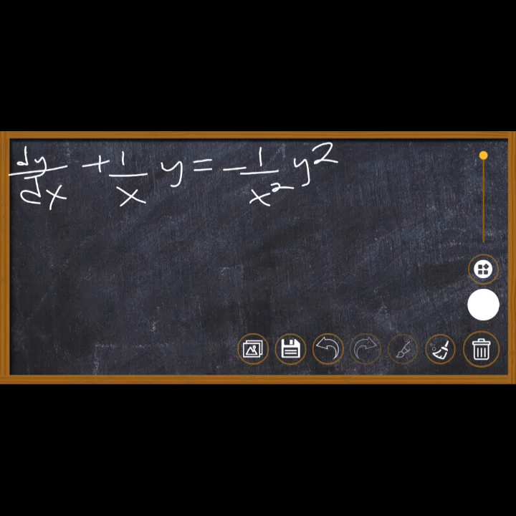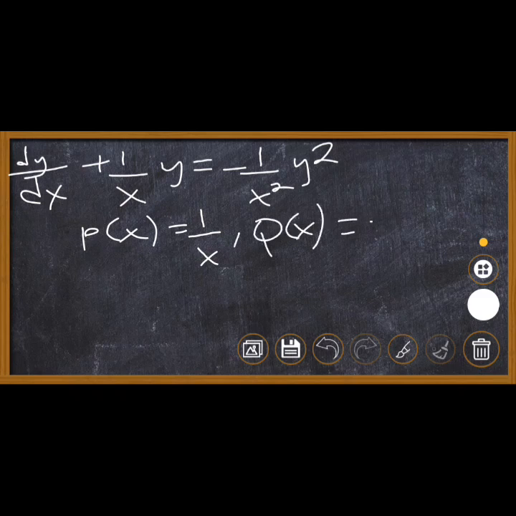Now we can go further and find the integrating factor. So firstly, let's identify the values. In this case, our p of x is what? It is 1 over x. Then our q of x is what? Of course, negative 1 over x squared. And then our n is simply 2, because the value of n is simply the power of y. So these are the values that we have.